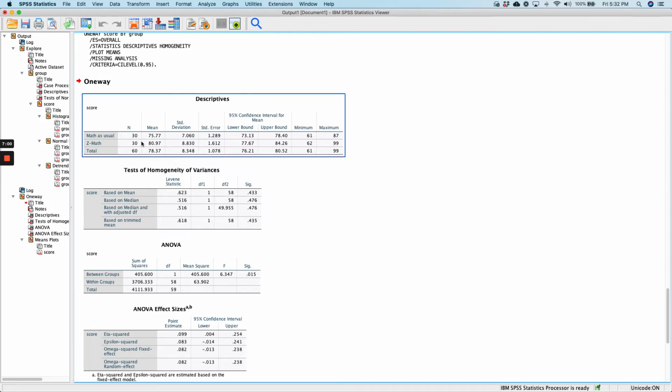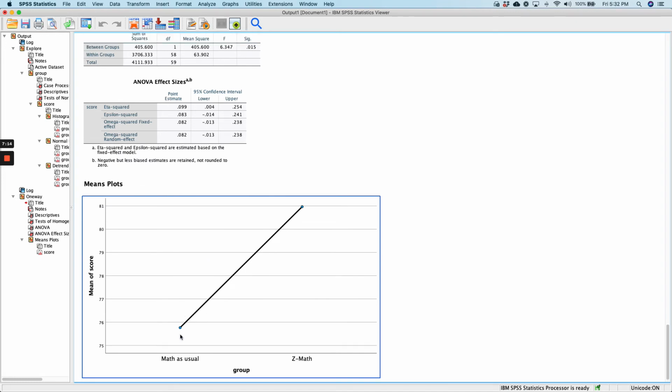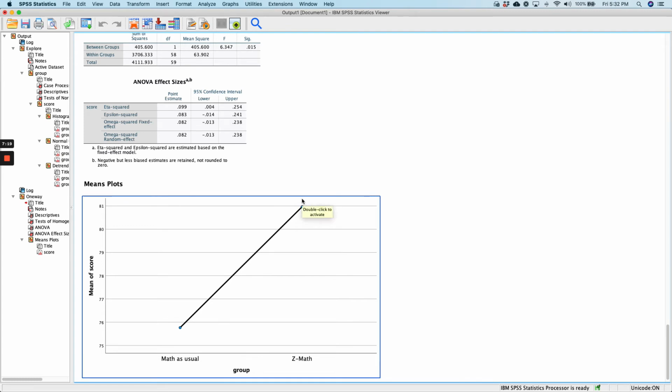Okay, so going back to these mean scores, we noticed that the ZMath group is higher than our math as usual group. We can also see this graphically. So math as usual group, here's our ZMath group, and so on the basis of these means, we may initially conclude that the school should just adopt the ZMath system, since this group scored higher than the math as usual group. But in statistics, the world is not so simple.